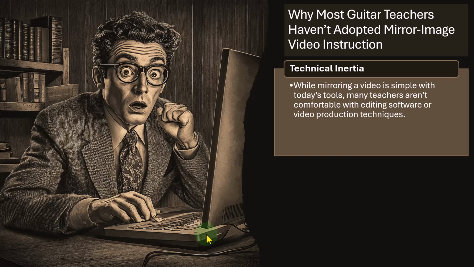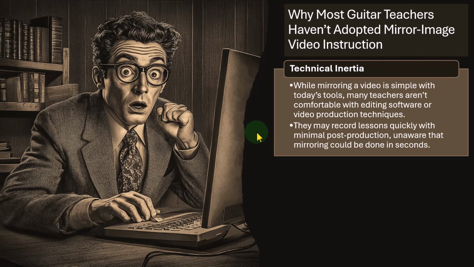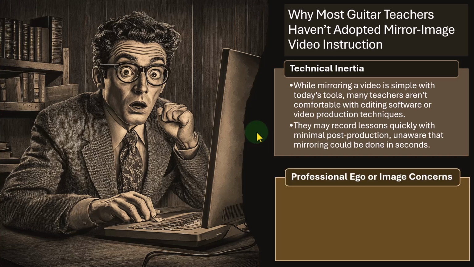And obviously, you're going to start off with the camera just right in front of you, you would think, and have a basic camera angle. So they may record lessons quickly with minimal post-production, unaware that mirroring could be done in seconds. They're probably focusing on making it look nice, right, not so much on optimizing a new technique that could be utilized given the video presentation software, because they haven't really thought about it, because you couldn't do that until you had the video presentation software to edit.